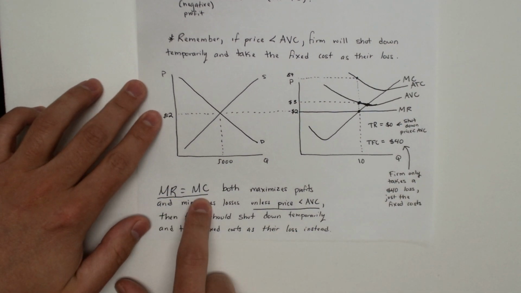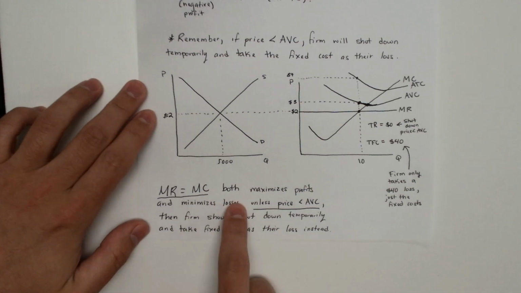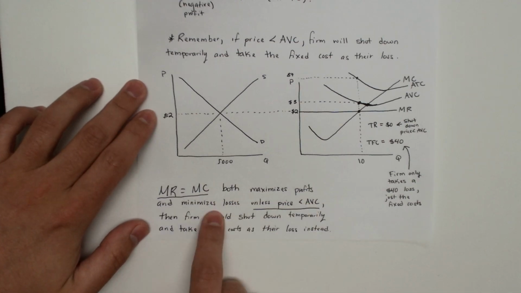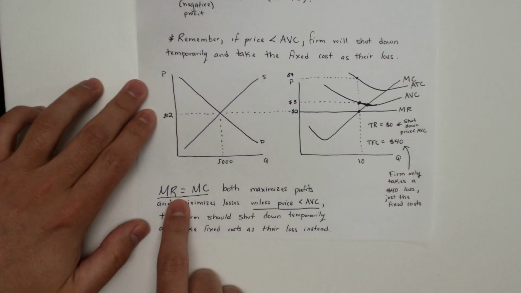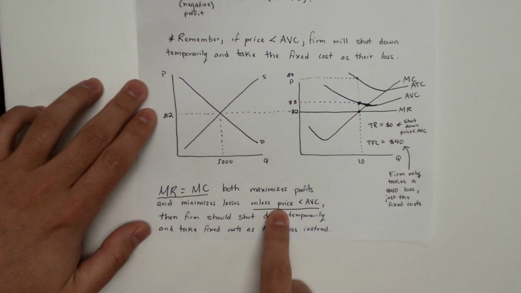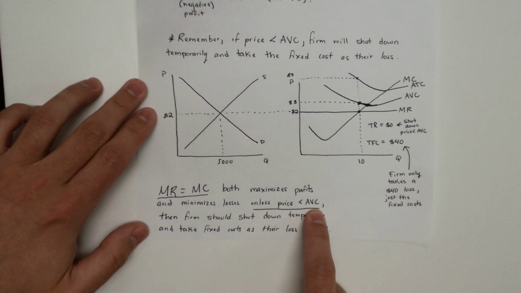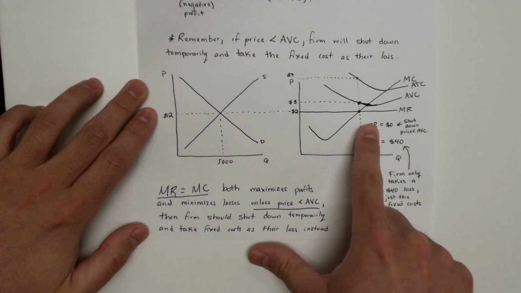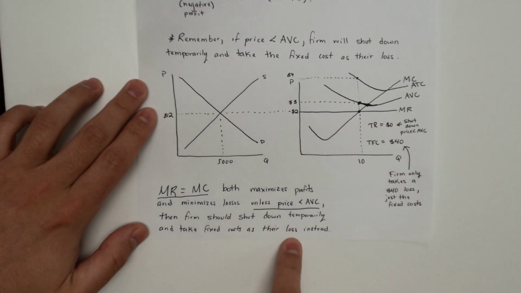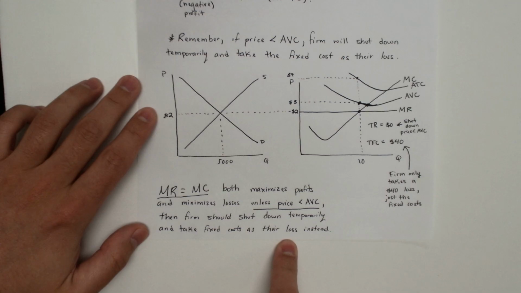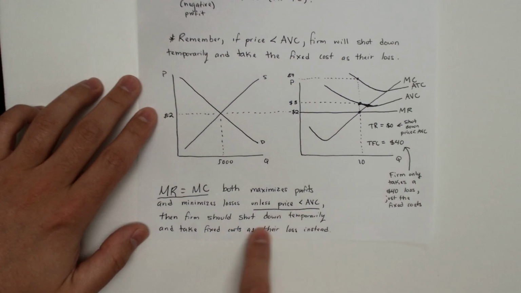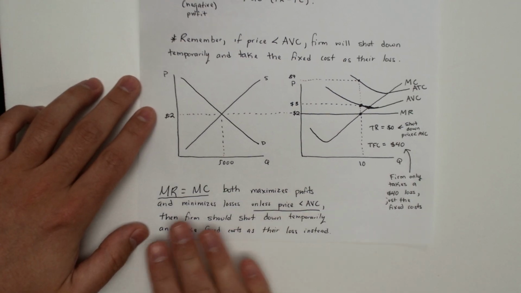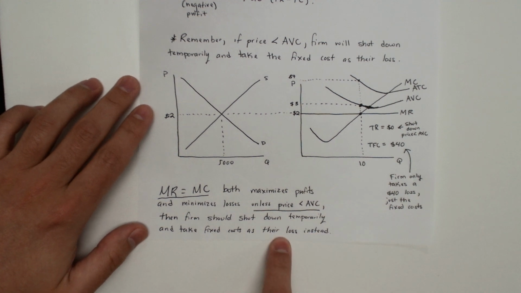Remember, MR equals MC. That's where firms maximize profits and minimize losses. So a firm always wants to produce where MR equals MC unless the price falls below the average variable cost. Then the firm is going to shut down temporarily and take their fixed costs as their loss instead, just like we did here. That's going to mean they're going to have a smaller loss than if they continue to produce. So whenever price falls below the AVC, they're going to shut down, produce nothing, have no revenue, and take their fixed cost as their loss.